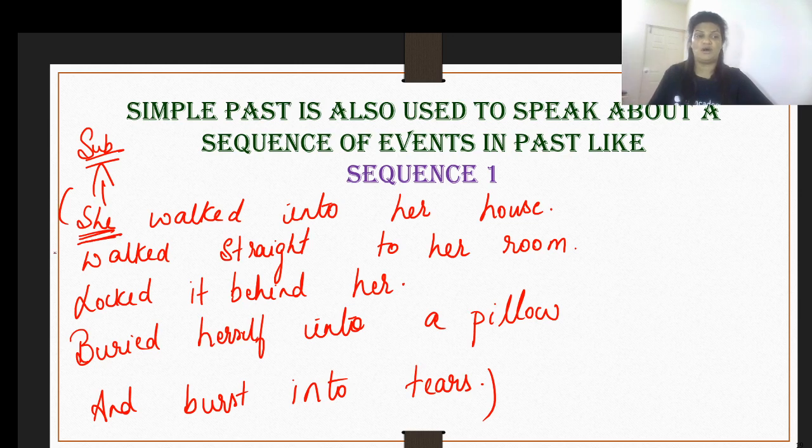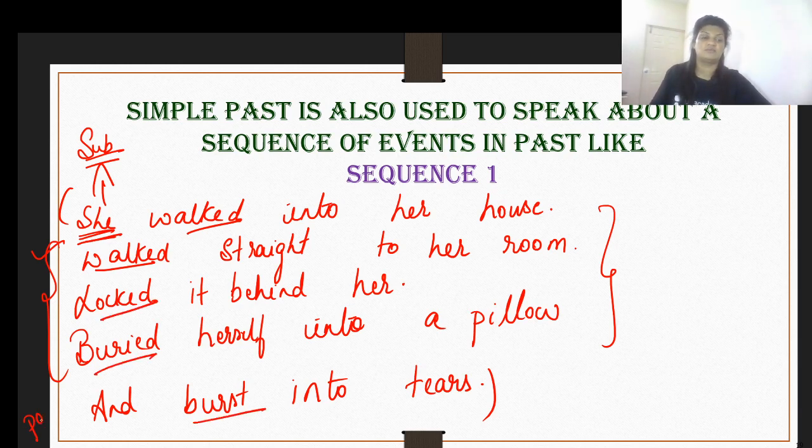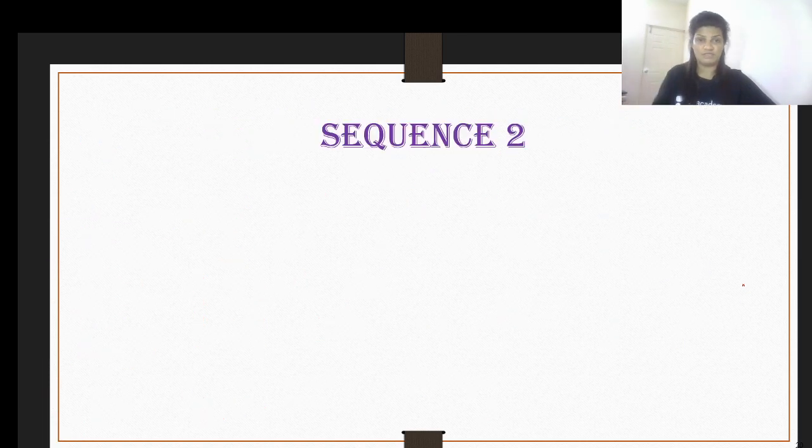So here, when you are mentioning a sequence or narrating an event which happened one after the other, sequential narration, in that particular situation, you use simple past. Now you can see walked, locked, buried, burst. All these are past tenses and past usages, and this has been narrated in simple past. Let me give you another sequence which goes like this.